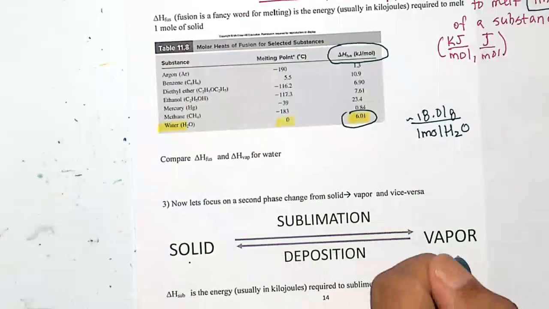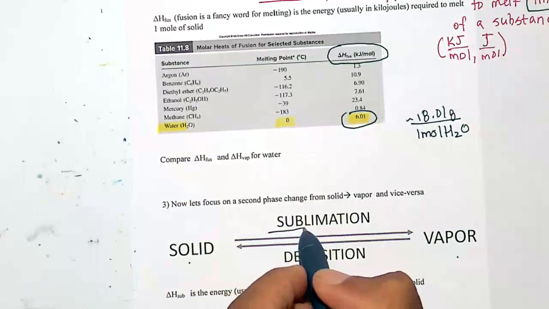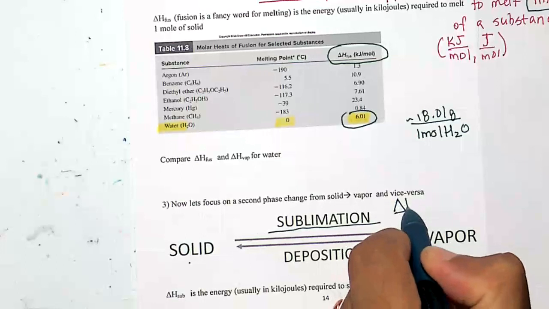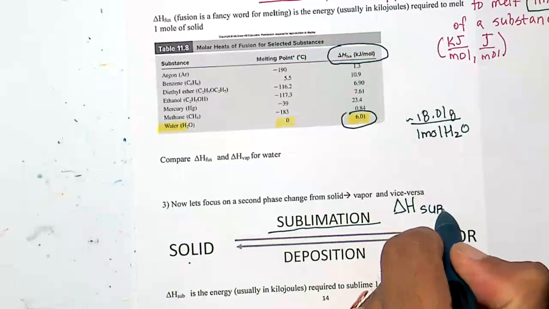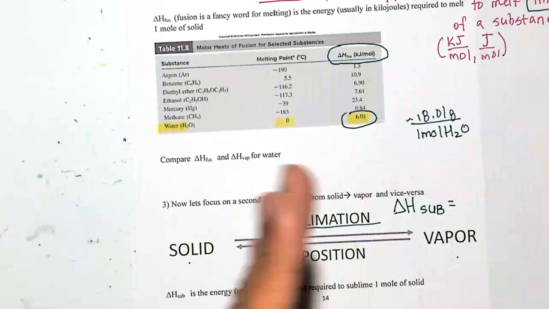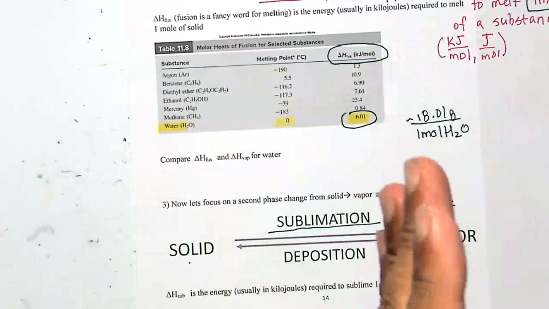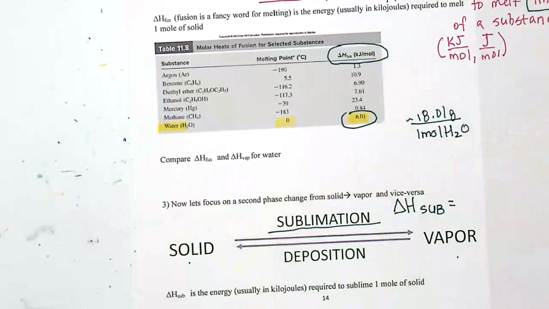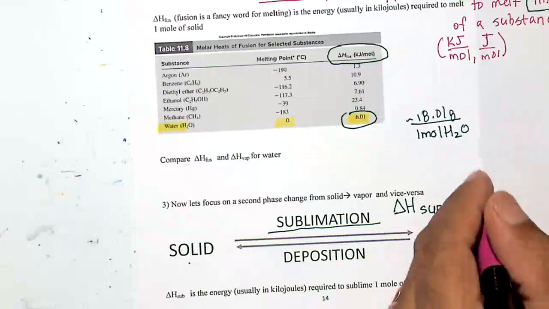All right, how about another phase change? Solid going to vapor is called sublimation, and this we're going to call delta H sub. The energy required to sublime vapor to a solid. You skip the liquid. Vapor to solid, no liquid in between.